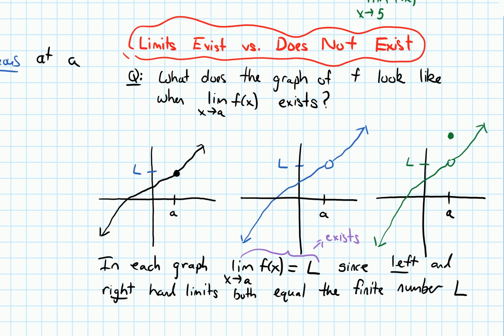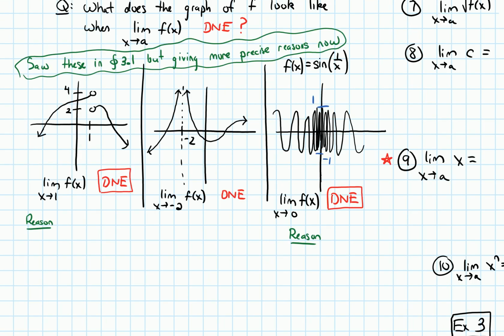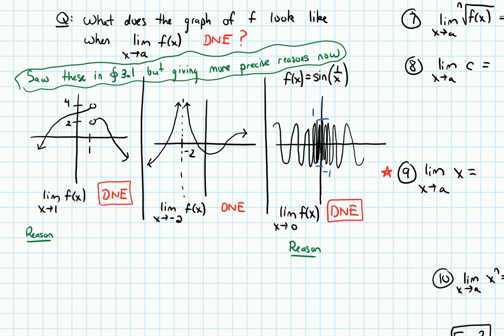All right, so next let's review what a graph looks like when the limit doesn't exist. Let me scroll up a little bit. The question that I want to ask is, what does the graph of f look like when the limit as x approaches a of f of x DNE, does not exist? In section 3.1, we had drawn some pictures of what this could look like, and I've just copied down those exact graphs from before. So we've seen each of these pictures before, which is why I've copied them down instead of drawing them again. And we stated the corresponding limits in each of these graphs.